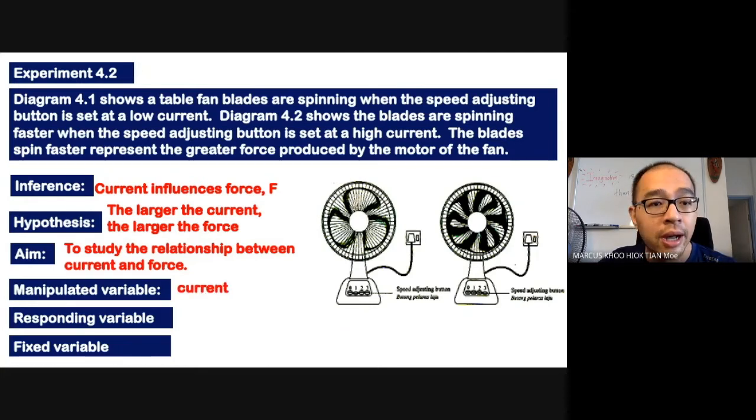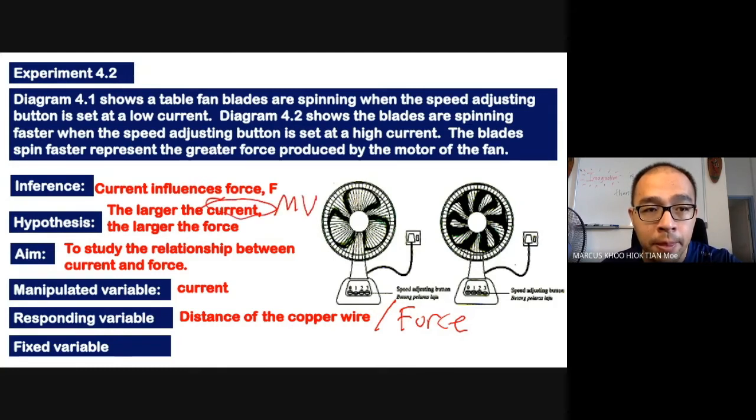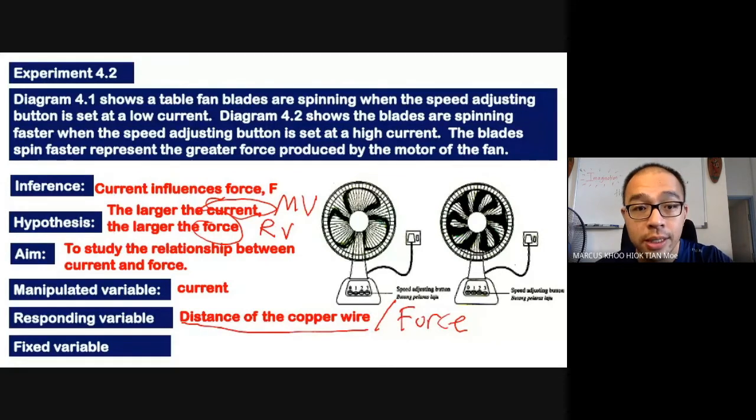Manipulated variable will be current. Responding variable will be the distance of the copper wire. I know we said that the responding variable is actually the force, because in the hypothesis, the bigger the manipulated variable, the bigger the responding variable. Correct. But how do you measure? What can you measure to represent the force? Because there's no way you can count the force. So we use this: the distance of the copper wire represents the force. And we call this the operational definition.